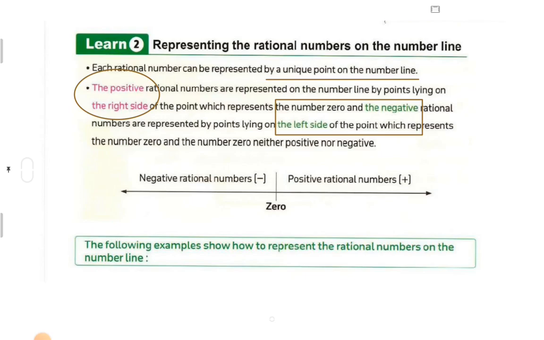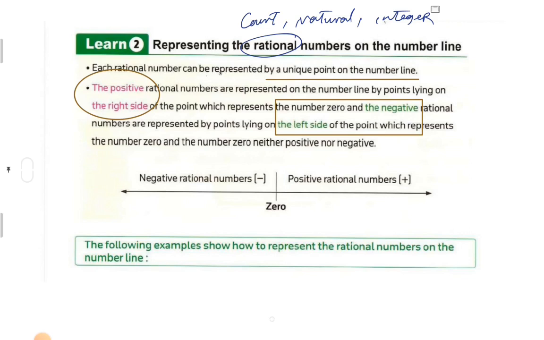Okay. Learn number 2. Representing the rational number on the number line. Now we know that rational number contains counting number and natural number and integer. All these sets are rational number. Okay.